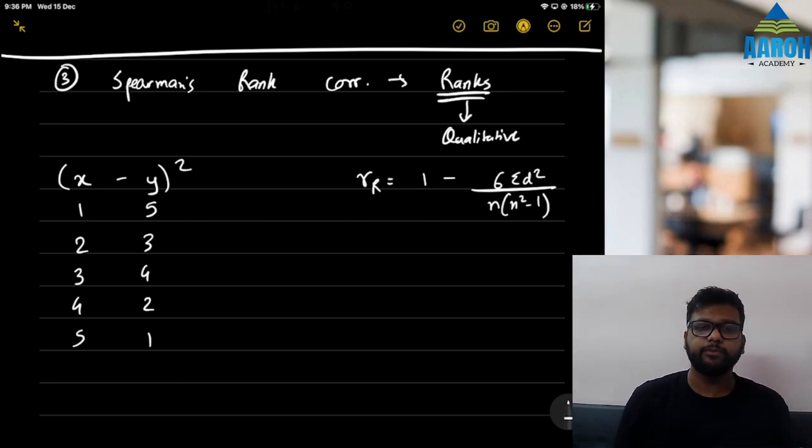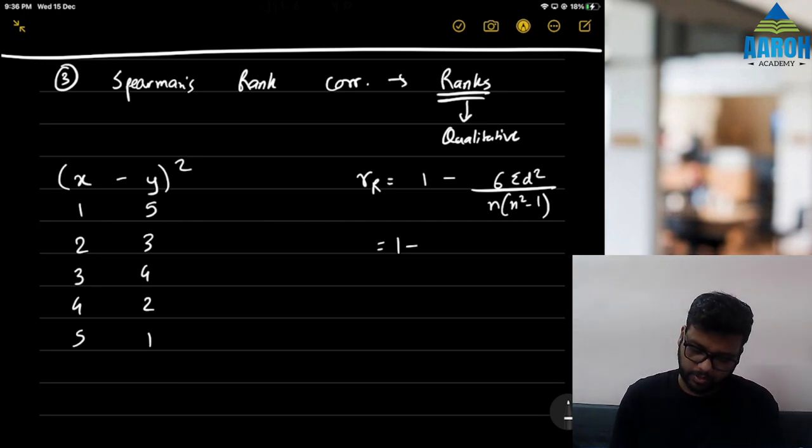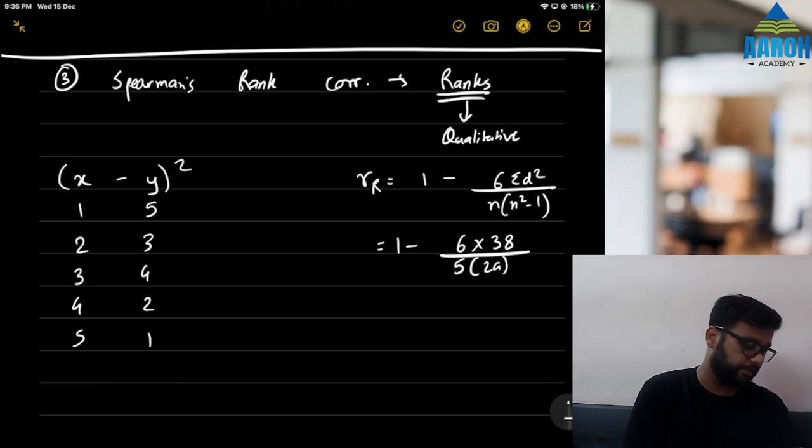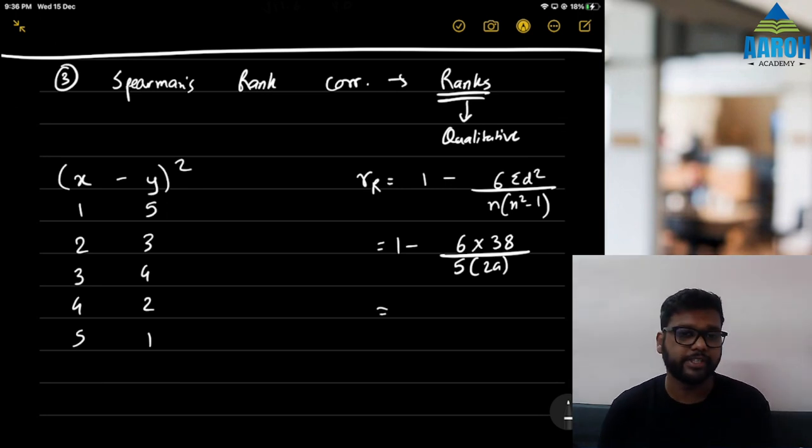Is it 38? Yes, sir. So it should be something like this. Divided by n is 5. So 5 into 5 square minus 1 is 24. So if anyone can tell me this rank correlation coefficient.